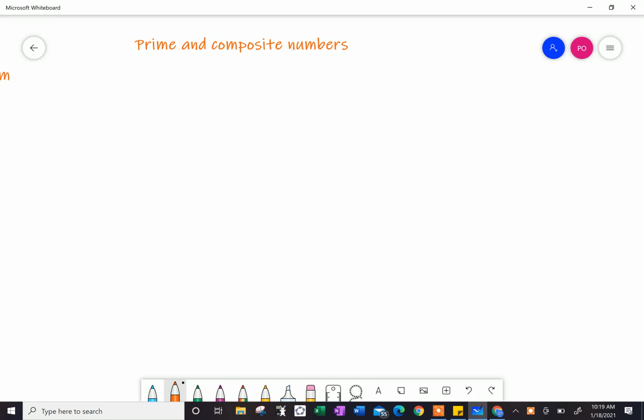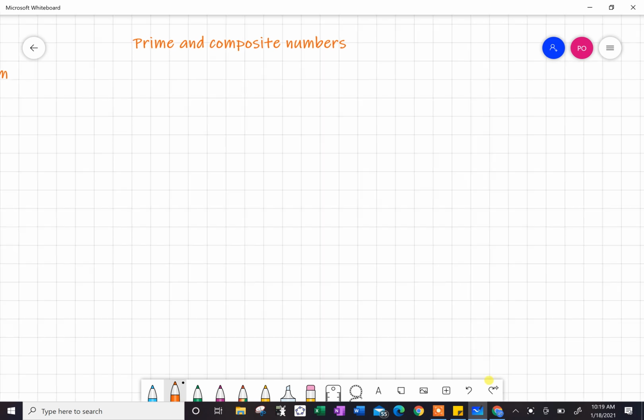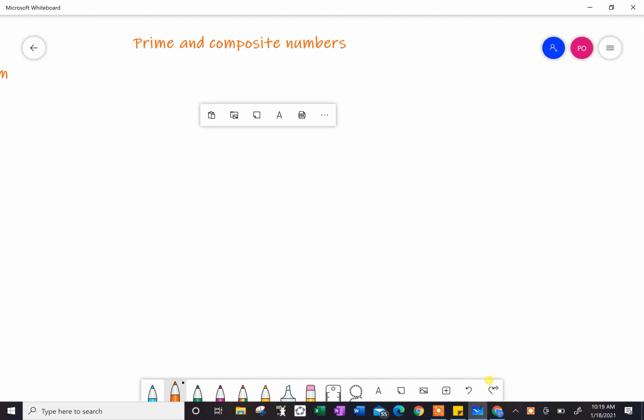Composite numbers. I have a feeling I might have to do 2 videos, so we'll see what happens. What is a prime number? Well, a prime number is a number that is divisible by exactly 2 numbers, 1 and itself.